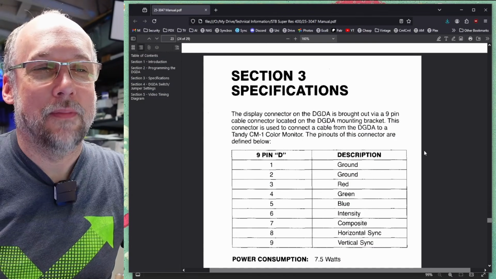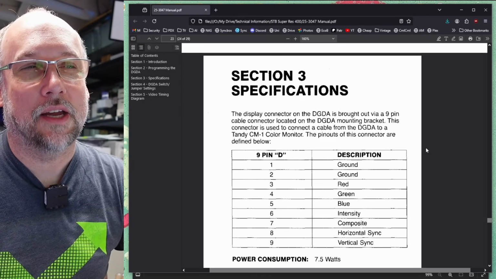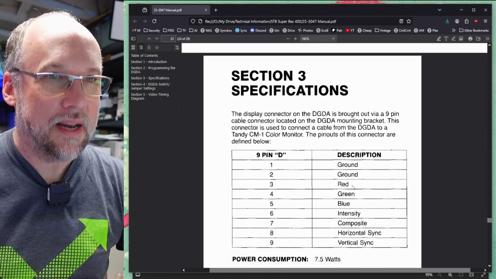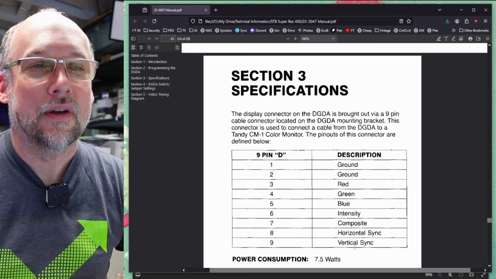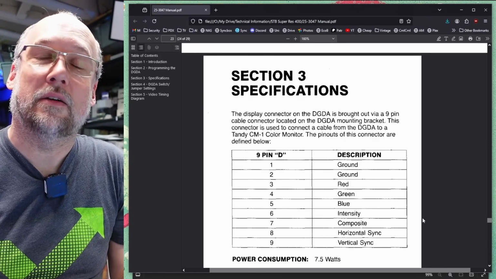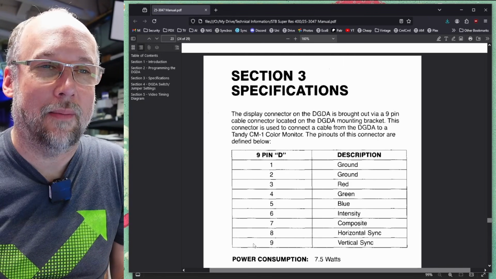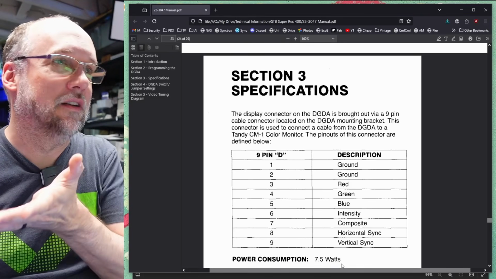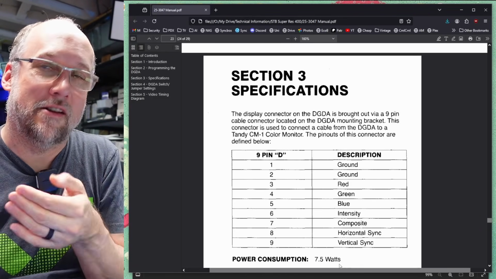I just wanted to go back to the manual here just to show that there is a little bit more technical info, like it does have the pinout for the DE9 connector, and it's mostly the standard pinout for a CGA monitor. So you could plug a CGA monitor into here, and the signaling would be correct. It's just, obviously, the scan rate would be wrong.